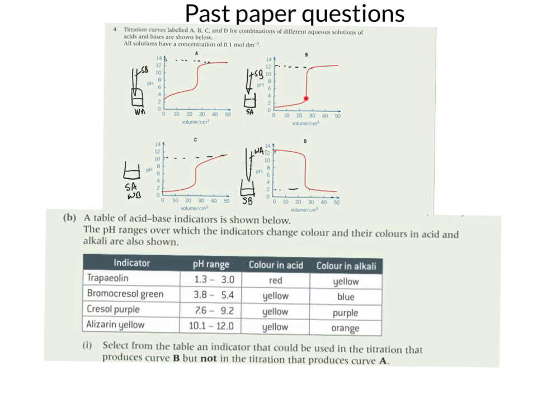It starts changing here, so it's already yellow, and it's blue at pH 5.4. For curve A, it can't be used because it starts changing at 3.8, and by 5.4 it will already be blue. So the indicator is bromocresol green.